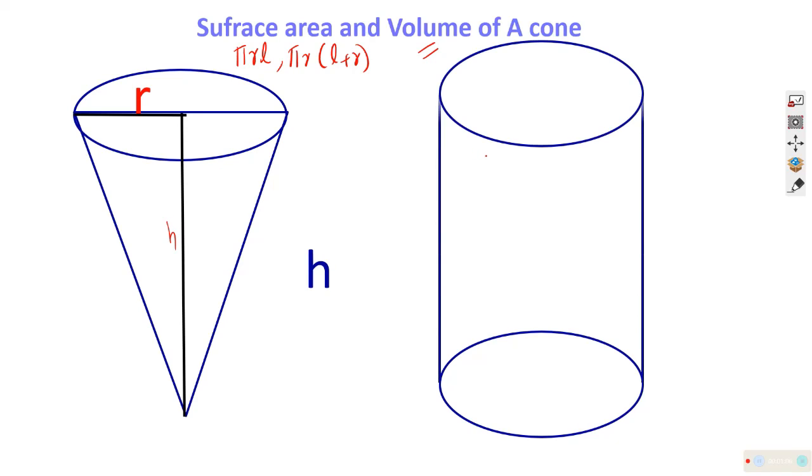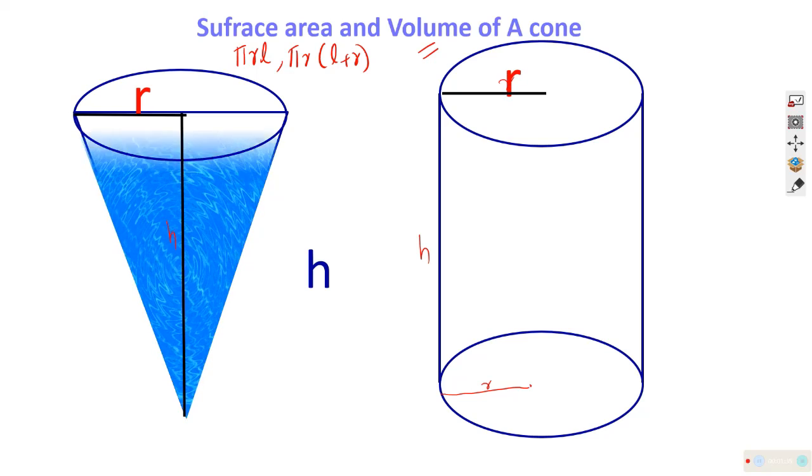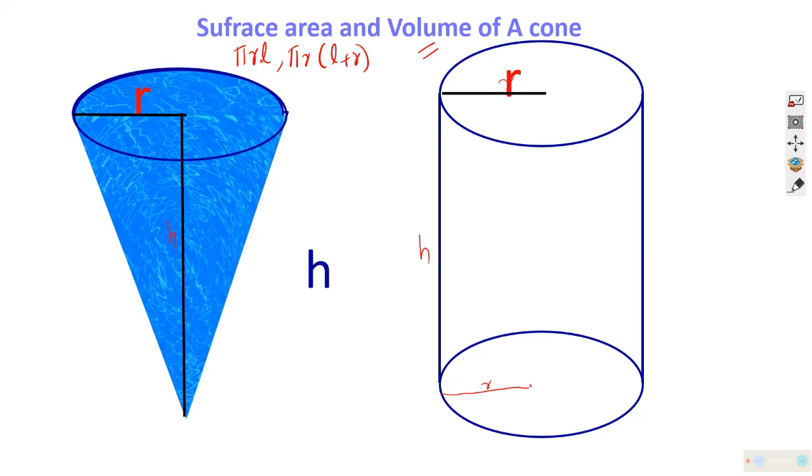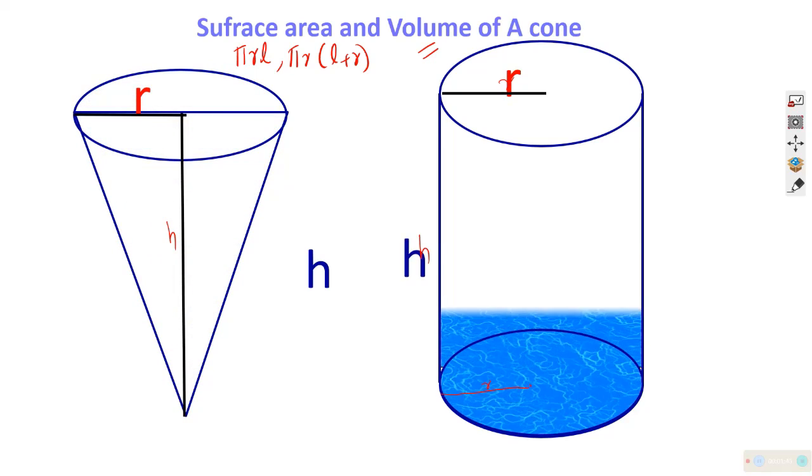We are taking another cylinder of the same height. Understood? A cylinder and a cone. What is the peculiarity? Both have the same radius and the same height. And you know that a cone has a tapering end. The cylinder does not have it. The cylinder has two circular ends, top and bottom. Now what we are going to do is fill up this particular cone, having the same height and same radius, with water. And we'll pour that water into this particular cylinder.